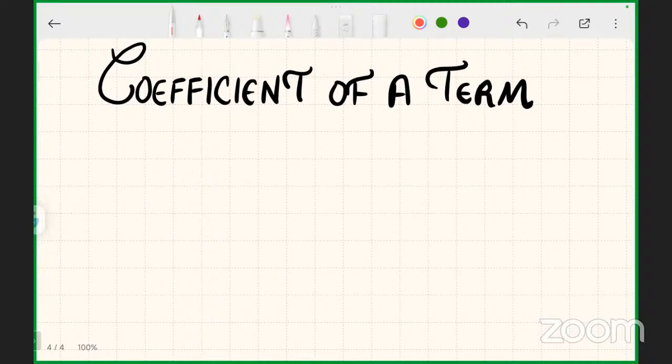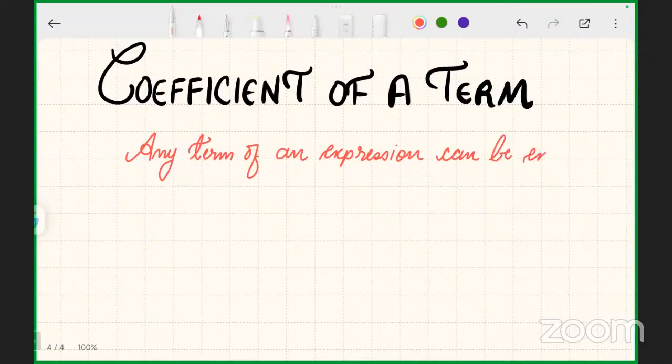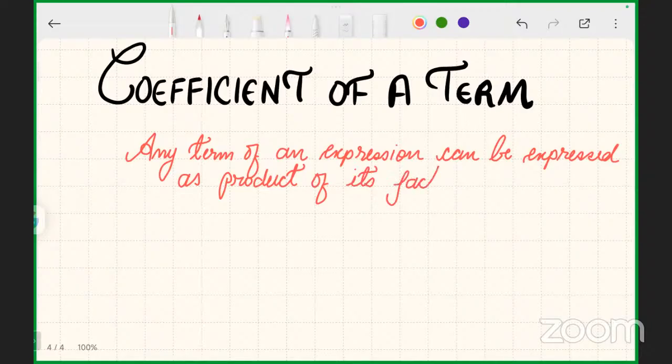So we know that any term of an expression. So let's say there is an expression, and any term of an expression can be expressed as a product of its factors, right? Simple. Can be expressed as product of its factors.